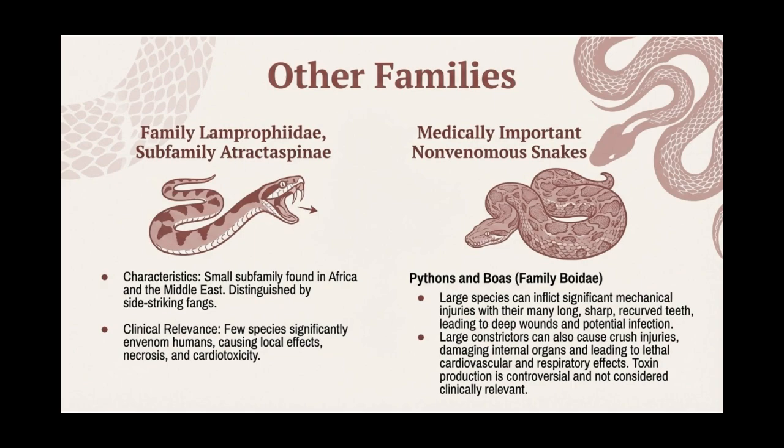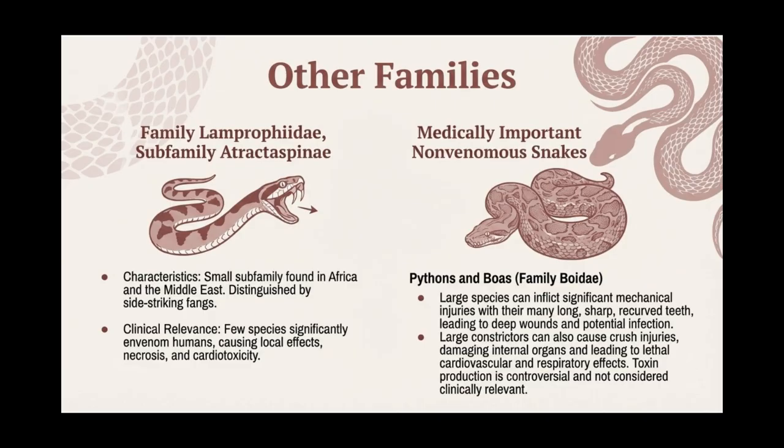Medically important non-venomous snakes include several species that, while generally causing few problems, can pose significant risks. Large snakes, such as pythons and boas, which belong to the family Boidae, are capable of delivering substantial bites. Their long, sharp, recurved teeth can cause deep mechanical injuries and increase the risk of infection. These snakes can also constrict their victims by wrapping around the torso or neck, which can lead to crush injuries. Such constriction may result in internal organ damage and have lethal effects on the cardiovascular and respiratory systems.